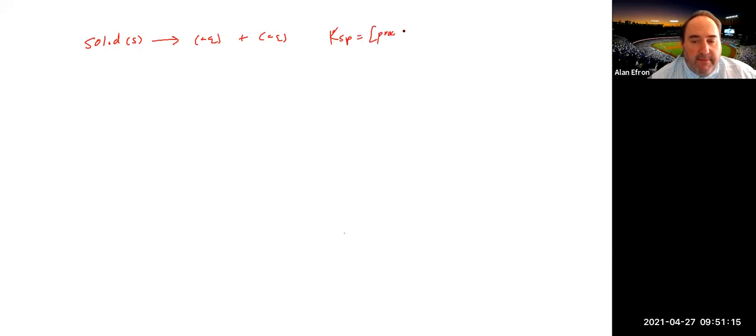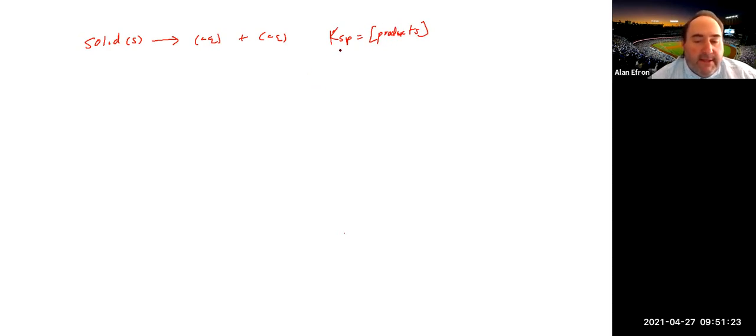We always have the solid on the reactant side. We always have our aqueous ions here on our product side. So what that means is when we deal with KSP type problems, we pretty much write the expression based off of just the products, again because our reactants are solid, so they're not included like in a normal equilibrium expression.